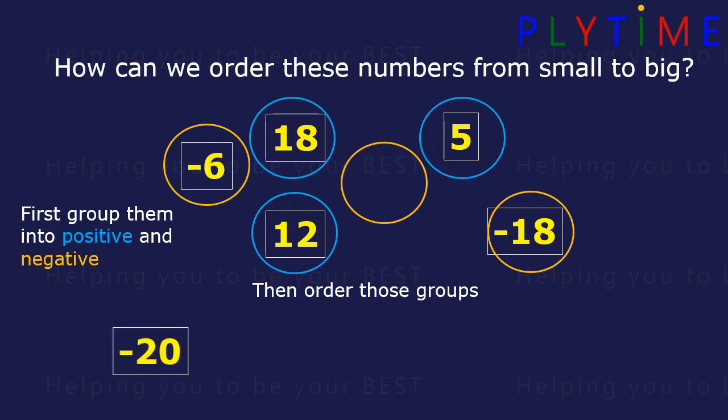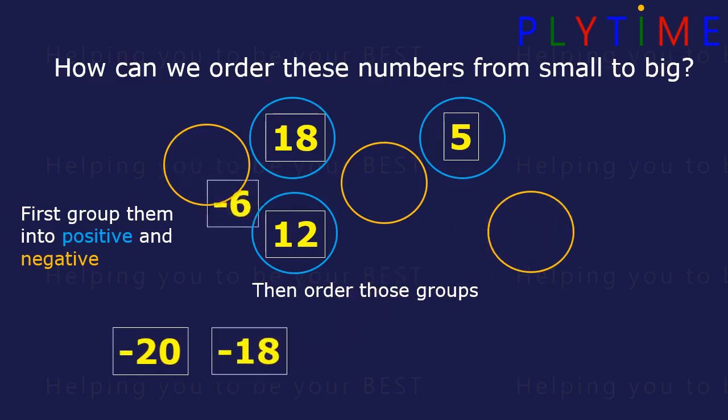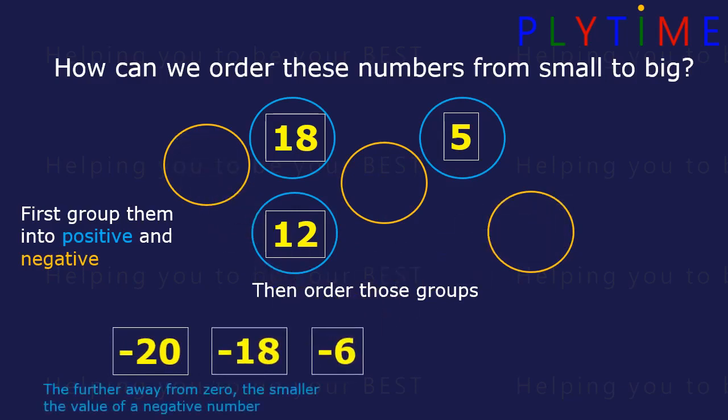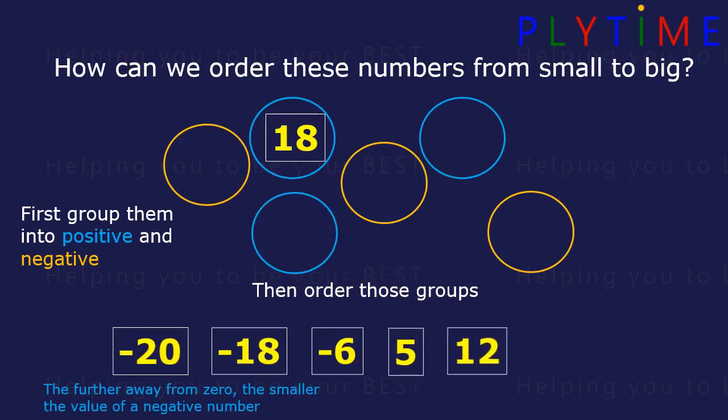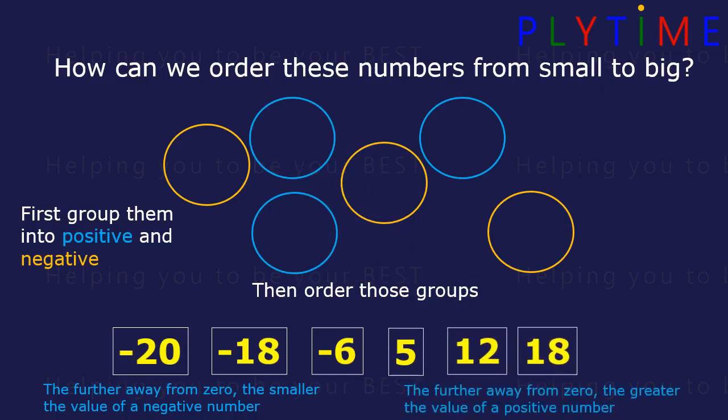We're going from smallest, so it's the biggest negative number. The further away from 0, the smaller the value of a negative number. And then we're going up in order for positive numbers. The further away from 0, the greater the value of a positive number.